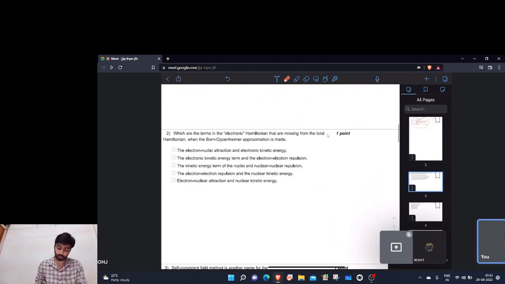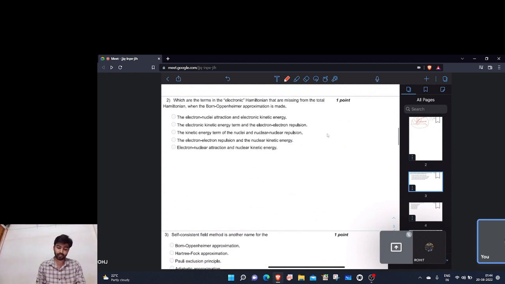Now let's move on to the second question, which asks which are the terms in the electronic Hamiltonian, one should note the word electronic here, that are missing from the total Hamiltonian. Let me write the total Hamiltonian for a many body electronic system, which consists of the kinetic energy of the electrons plus the kinetic energy of nuclei plus the repulsive potential energy between nuclei and nuclei plus the attractive potential energy between nuclei and electrons, again plus the repulsive energy between electrons and electrons.